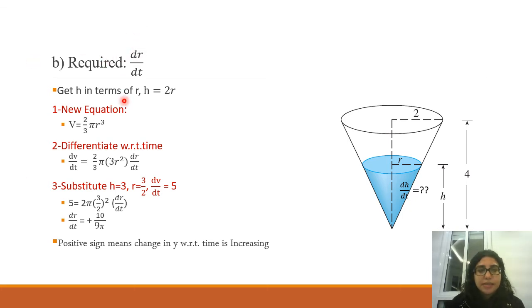Here he wants dr by dt. How to get it? Now I need to get h in terms of r. In the same similarity of the 2 triangles, I will get that h is equal to 2r. So this is now my new equation. I will differentiate with respect to time and then substitute with the given information, and I will get the dr by dt. A positive sign always means that the rate of change is increasing.